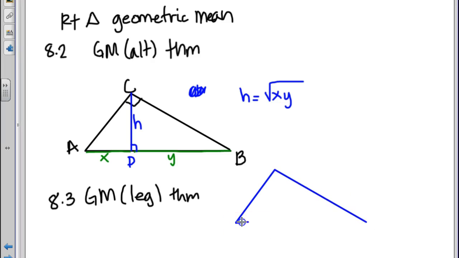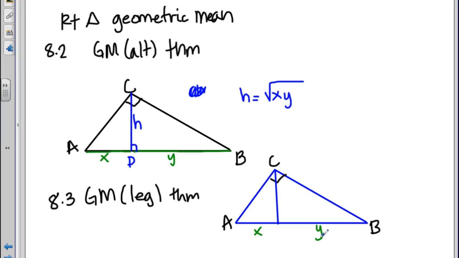Geometric mean leg theorem says the altitude drawn to the hypotenuse of a right triangle separates the hypotenuse into two segments. Yes, we know that, don't we? We are on it. All right, so let's go ahead and label this like we had it before. So there's our two segments.